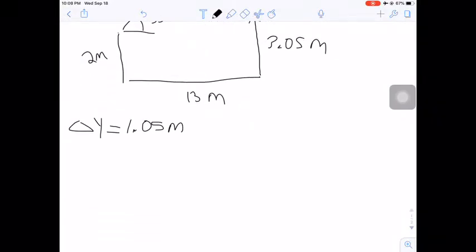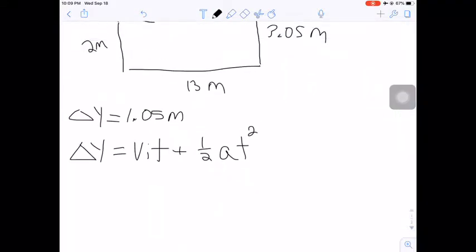So we'll use this kinematics equation. Difference in y is equal to the initial velocity times time plus 1/2 acceleration times t squared.